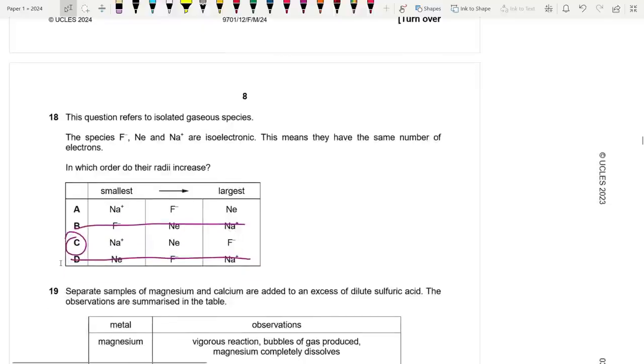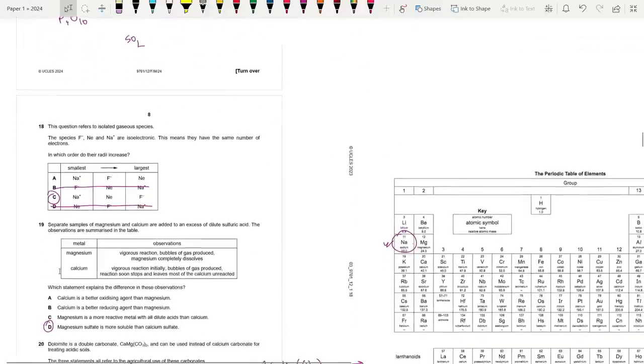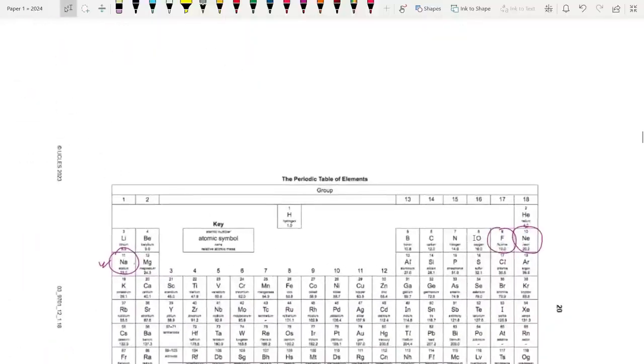Number 18, this question refers to isolated gaseous species. The species fluoride, neon, and the sodium cation are isoelectronic. This means they have the same number of electrons. In which order do their radii increase? Okay, so the logic is all of them have the same electronic configuration. Sodium, fluorine, and neon, it's 1s2, 2s2, 2p6. It's just that fluorine has an extra electron and sodium has one less electron.